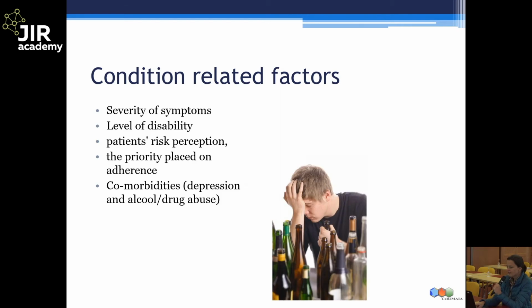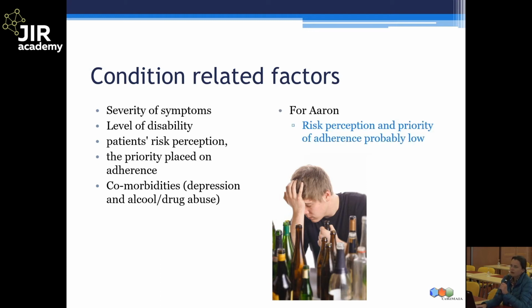The condition-related factors are also important. The severity of symptoms and the level of disability: if the level of disability is higher, the adherence goes down because they don't see the efficacy of the treatment. If you are very disabled, taking medication, you say, there's no change if I take the medication. So probably we have to assess this specifically, we have to tell them that it would be worse if they don't take the medication. And then the comorbidities have to be assessed, with depression and alcohol and drug abuse that we don't know in Aaron, and his risk perception and priority of adherence is probably low.